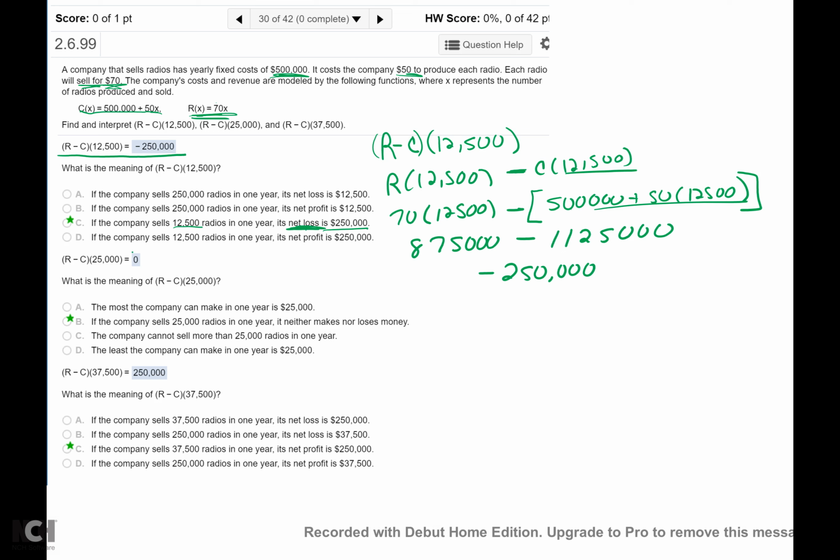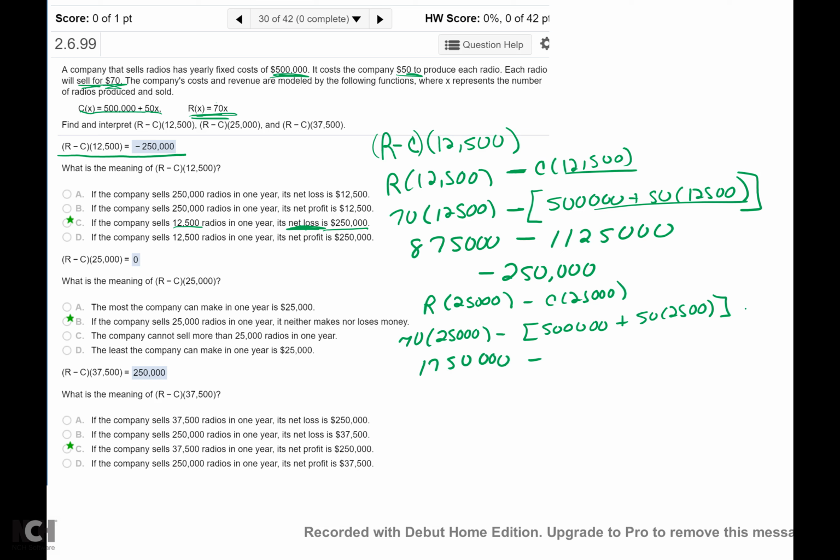All right, if I find R minus C of 25,000, we're taking R of 25,000 minus C of 25,000. So we do this whole thing again. I'm going to have 70 times 25,000 minus 500,000 plus 50 times 2,500. And if you do the math, 70 times 25,000, you get 1,750,000. Oops, I did 2,500, not 25,000. Be careful, unlike your teacher. All right, let's try that again.